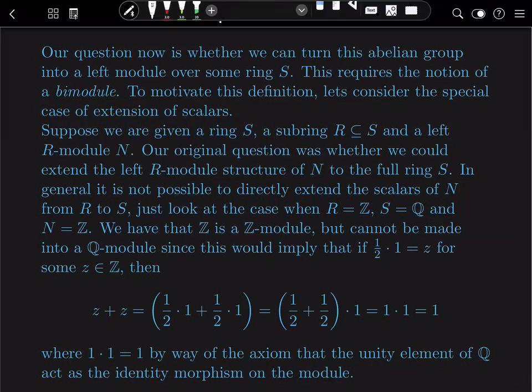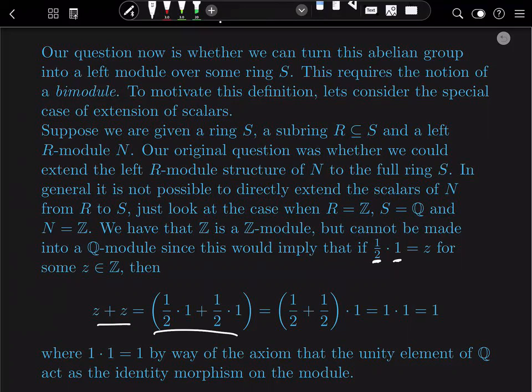in the general case. If we look at the specific case where R is equal to Z, S is equal to Q, and N is equal to Z, obviously Z is a subring of Q, and Z is a Z module, but we can't make this into a Q module, since this would imply that if we have 1/2, which is an element of Q, act on one of our integers, let's say 1, and that's equal to some other integer z, then we would get this relation here: z plus z is equal to 1/2 acting on 1 plus 1/2 acting on 1.